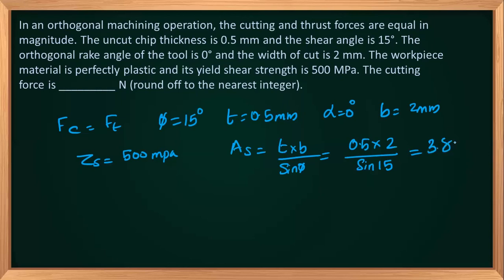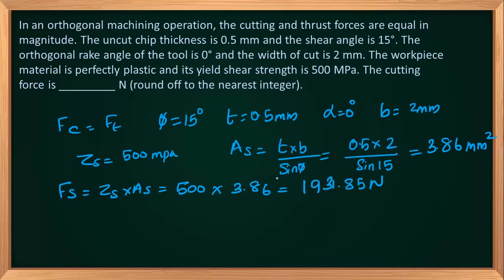That is 3.86 mm squared. Knowing tau s and As, you can find Fs. Fs is nothing but tau s into As, we know this formula. So tau s is 500 multiplied by 3.86. This is in MPa, but anyhow we can use the dimension as millimeter squared. So multiplying with 500 will give you 1931.85 Newton. Okay, we got Fs.